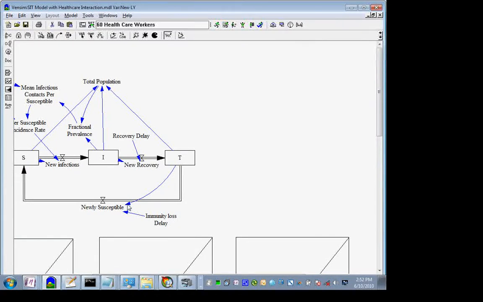Okay, so we're going to take a look in this short session at how we assign units to things. I'm going to go through a little exercise. So here we have this little model. It's a simple SIT model: susceptible, infected, and temporarily recovered.